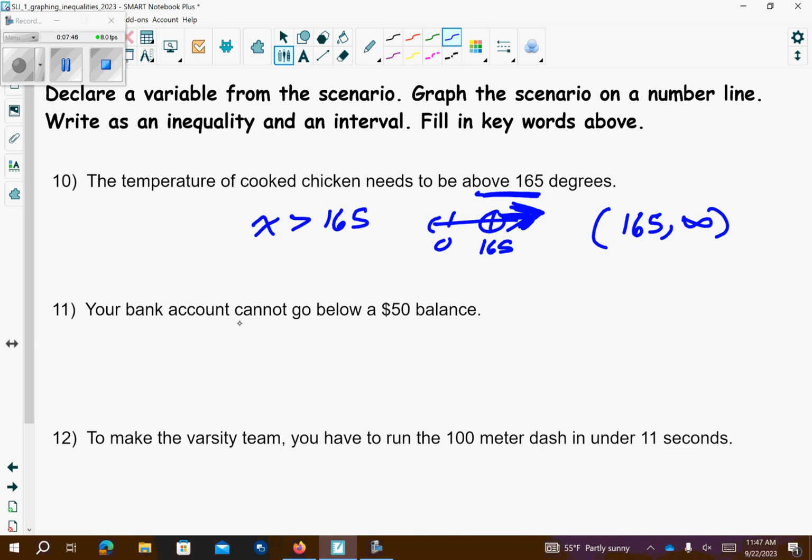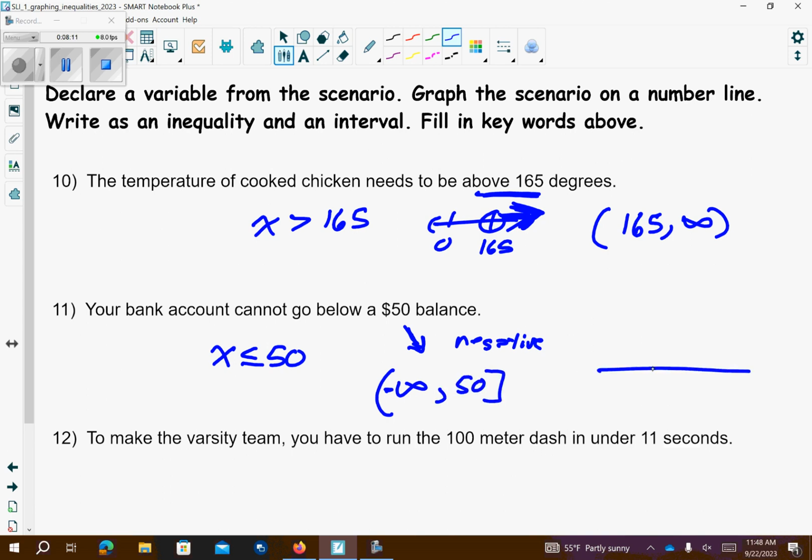Bank account cannot go below a $50 balance. So how low can I get? Can I have a negative balance? I guess you could. It's called being overdrawn. So we're going to say I want x is less than or equal to 50. So I go negative infinity to 50, hard bracket, which basically would look like this. If I had 0 here, I had 50 here, I'd have a hard or solid circle there, shading this way to negative infinity.